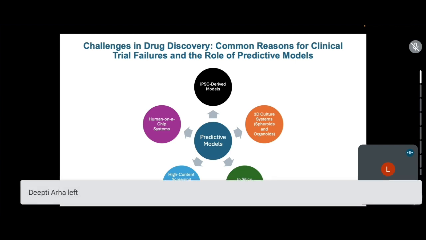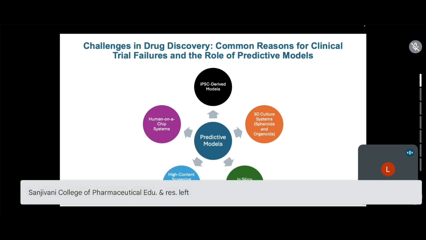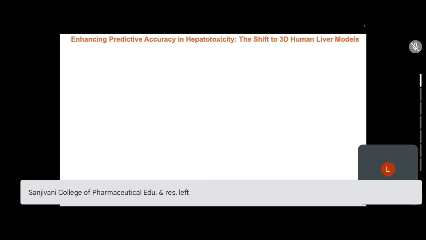So to conclude, the high failure rate in clinical trials underlines the urgent need for innovative predictive models, as we also already learned. By integrating iPSCs, 3D cultures, and computational tools, drug discovery can become more efficient, cost-effective, and patient-centric, bridging the gap between preclinical findings and clinical success.